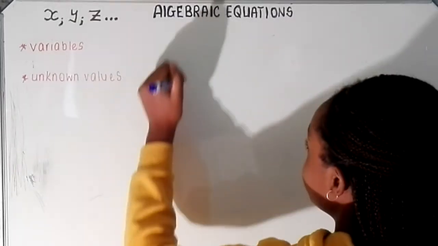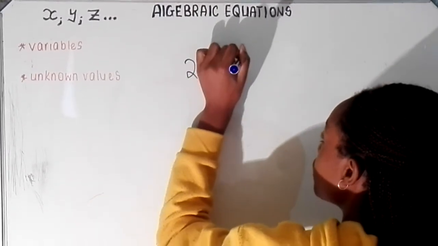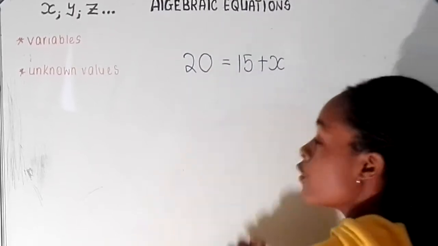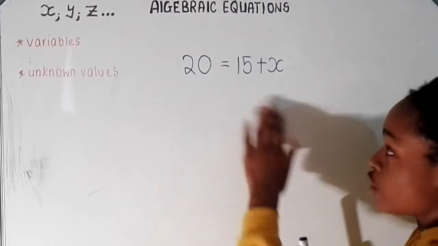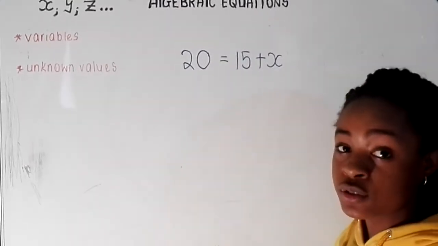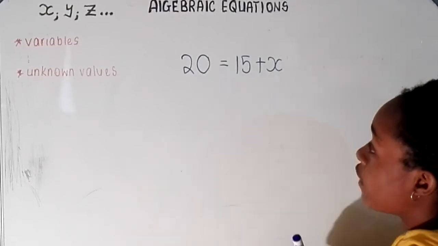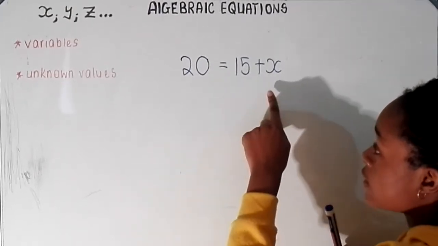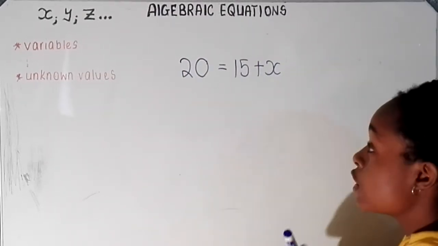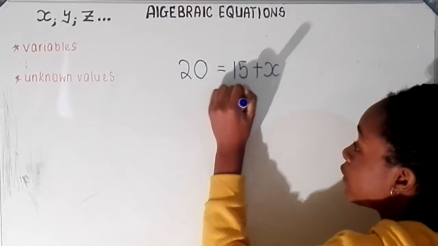Try this example. 20 is equal to 15 plus x. Feel free to try this example. Even though x is on a different position, we still do the same thing, so don't panic. We see that we have 15 plus x. We want to move 15 to the other side, so we're left with x by itself. So the opposite of plus is minus, and we're going to minus by 15.